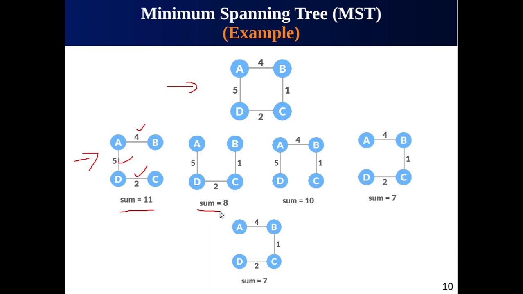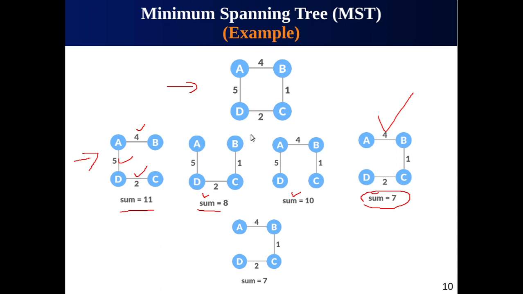Here the overall weight or sum is 8. 5 plus 2 plus 1. Here we have 8, 10. And then finally we have a sum 7. Okay, very simple. The minimum spanning tree from the above spanning trees is the one with the minimum overall weight or cost, and that is 7. So this is our minimum spanning tree, not algorithm, but solution. If this example is clear, that's good.